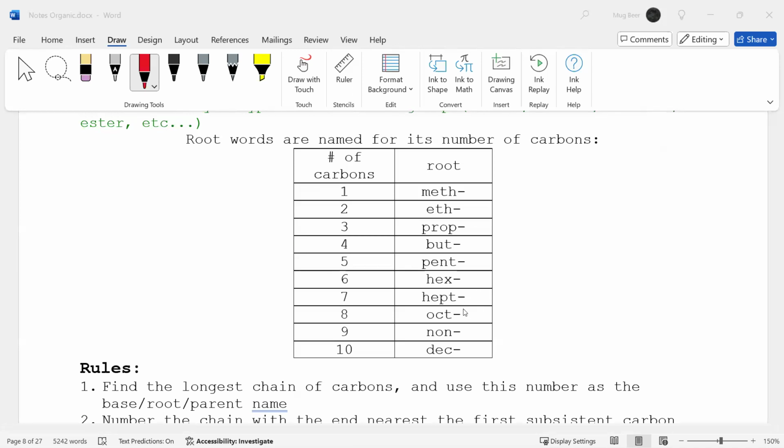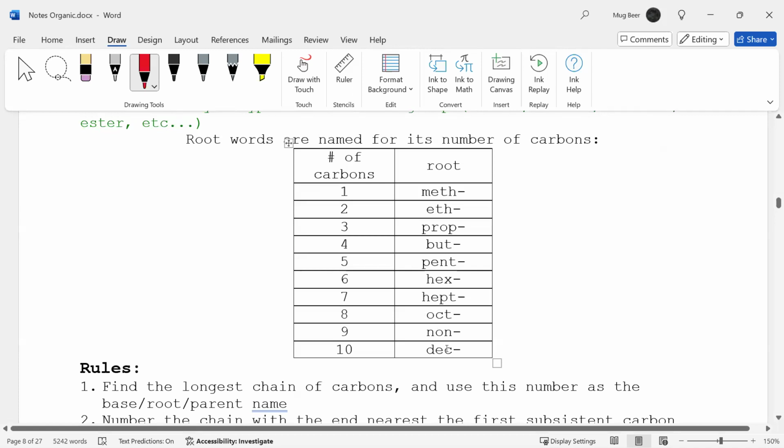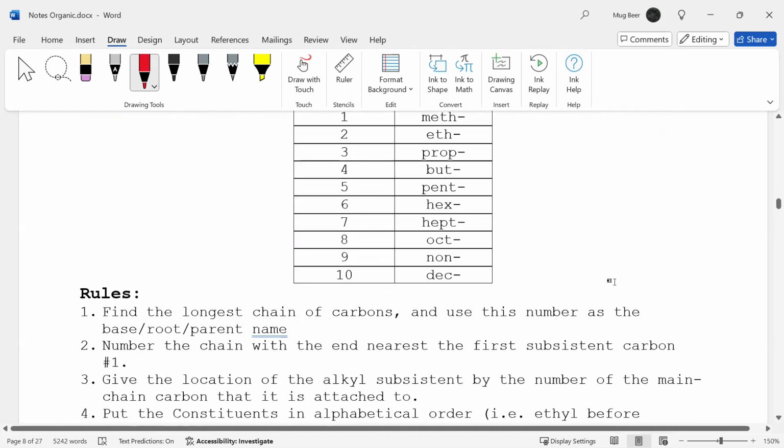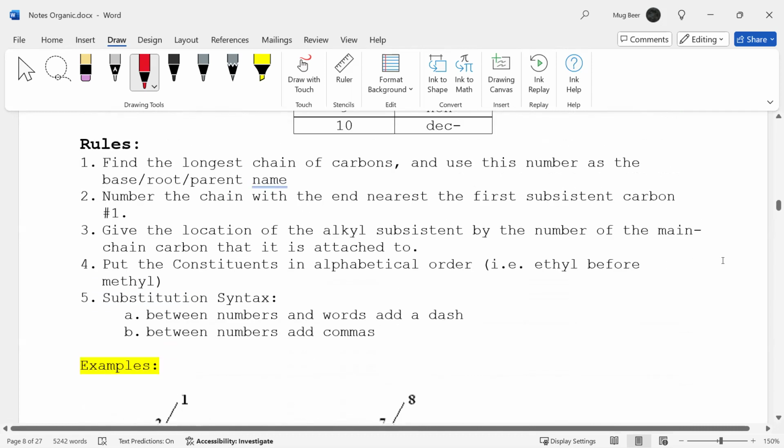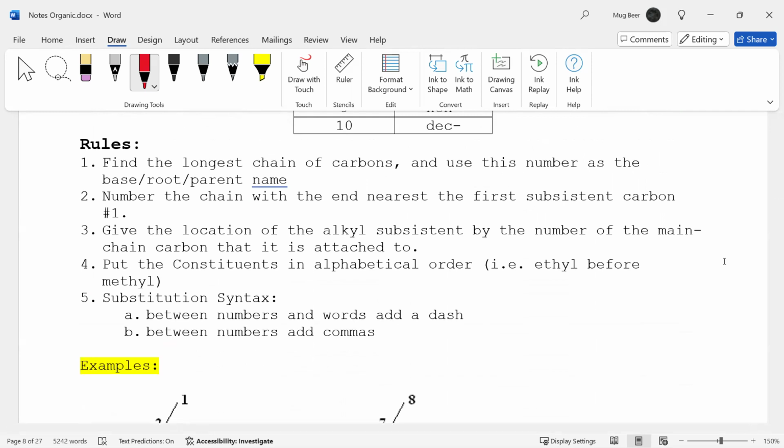We talked about oct being octane. And so, meth, eth, propane, bute, those are the weird ones. And then 5 through 10, we've seen those prefix numbers or names before. So we'll go through these rules real quick and then we'll do examples and we'll use the rules so they make a little bit more sense.